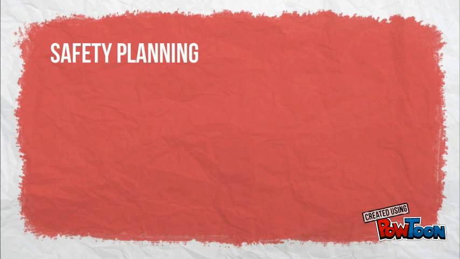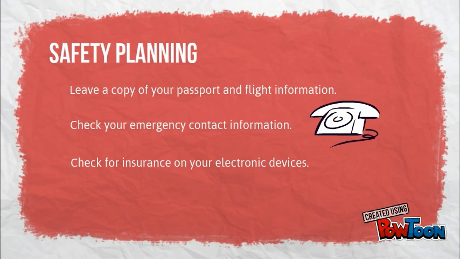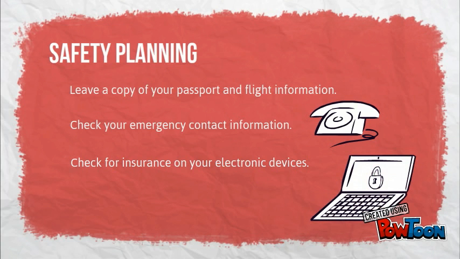Planning for your trip abroad, your safety should be one of your top priorities. Before leaving on your trip, you should make sure to take a few precautions. Be sure to leave a copy of your passport and flight info with family. If something goes wrong and this information is misplaced or stolen, it is helpful to have copies on hand. Additionally, make sure that your emergency contact info online is filled out correctly. This is important in case of an emergency. Check with your homeowner's or renter's insurance to see if laptops and electronics are covered. This can be important if they are missing or stolen.